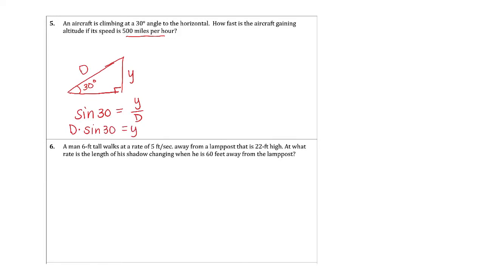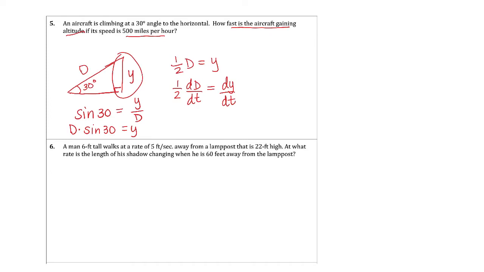equals y. And we know that sine of 30 is 1/2, so really we have 1/2 D, it's got to be capitalized, equals y. So then that tells me that, well, let's see, that's going to be 1/2 dD/dt equals dy/dt. And so we're about finished because we want to know how fast is the aircraft gaining altitude. So this part right here is what we're looking for, is that rate of change.